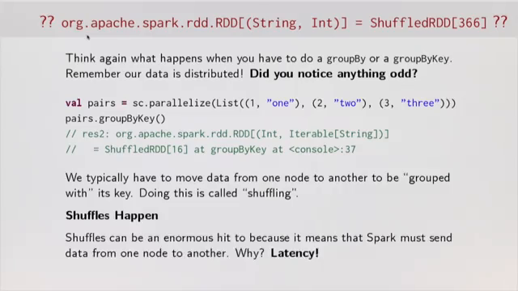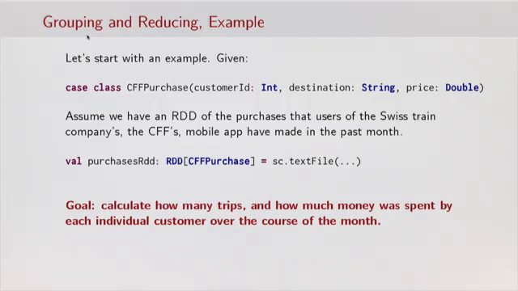What's important to note is that shuffles happen. They happen transparently as a part of operations like group by key. And what every Spark programmer learns pretty quickly is that these shuffles can be an enormous hit to performance because it means that Spark has to move a lot of its data around the network. And remember how important latency is. Let's try to better understand what's really happening when we do operations like group by key.